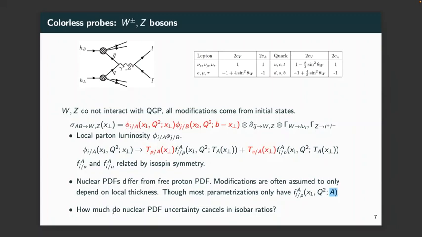Of course, then you can ask, how does this affect isobar ratios? I mean, of course, if you only parameterize things this way, they have to cancel in the isobar ratios because they have the same mass number. But a more realistic treatment may not fully cancel, as they depend on impact parameters.